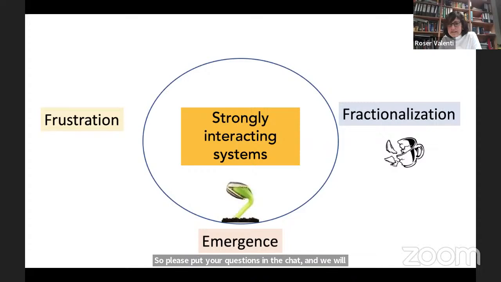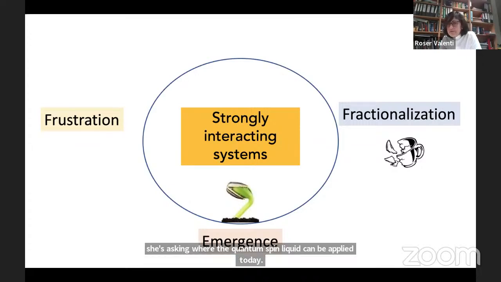And I see that I have the first question. Let me just read it. This is from Olga Soloveva, and she's asking whether quantum spin liquids can be applied today. Can you think of some application in industry, for instance?